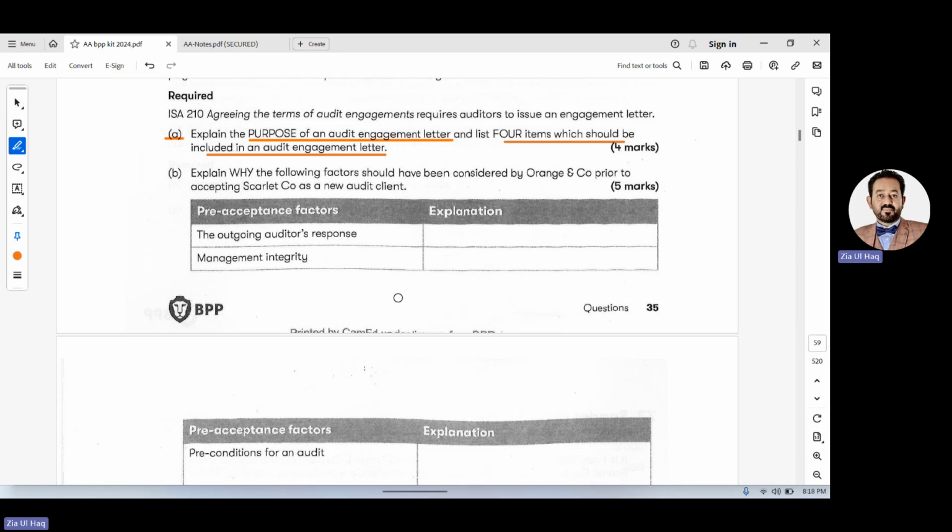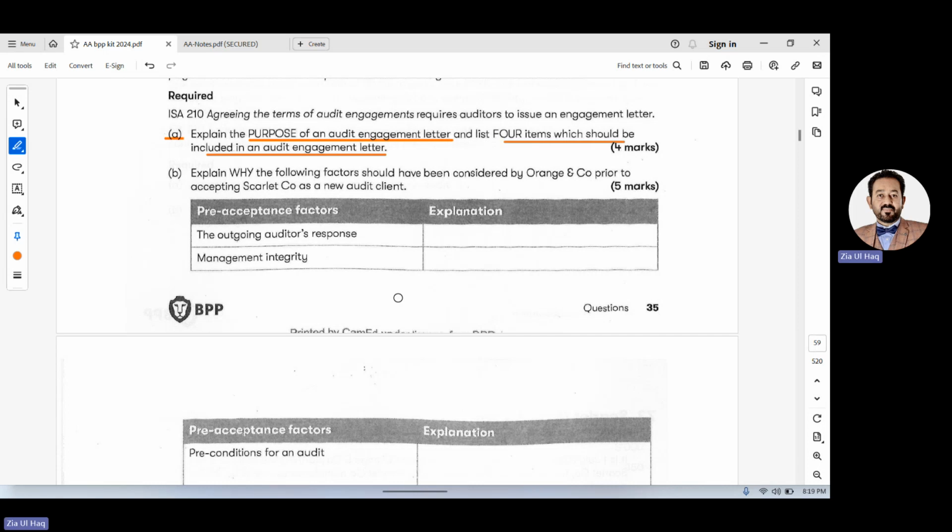The examiner is asking to write it in English. Why do we need to see management integrity before accepting the audit? Because if management integrity is lacking, there could be chances of fraud, errors, meaning more misstatement in the financial statements. This means we need to conduct the audit with a more experienced team. If integrity is doubtful, this means audit risk is high. We should adopt a substantive approach rather than a system-based approach.